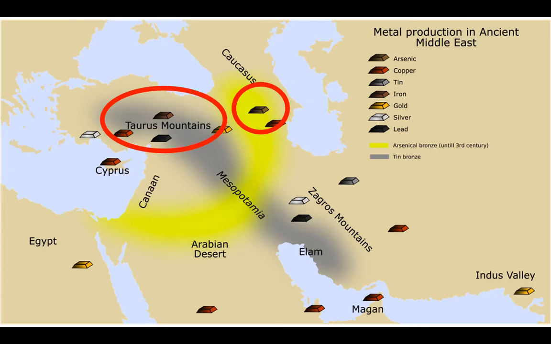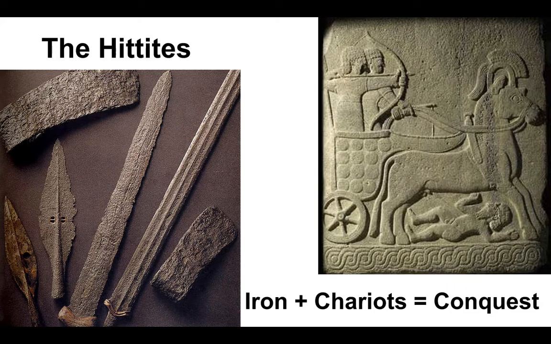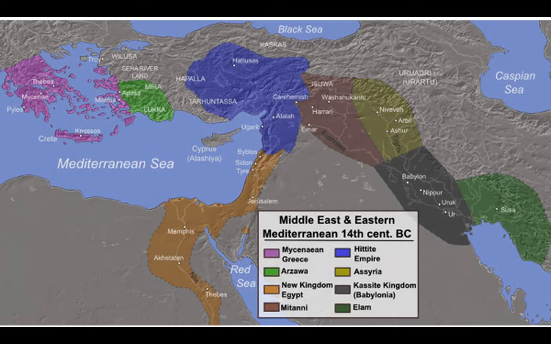If you have iron deposits, you can make iron weapons. And the Hittites were some of the first in the Middle East to make those weapons because their geography favored them with those deposits. They added that with horse-drawn chariots, and the result was conquest. So state expansion in the regions where first civilizations developed occurred through mostly bloody conquest. Here you can see in blue the Hittite Empire.